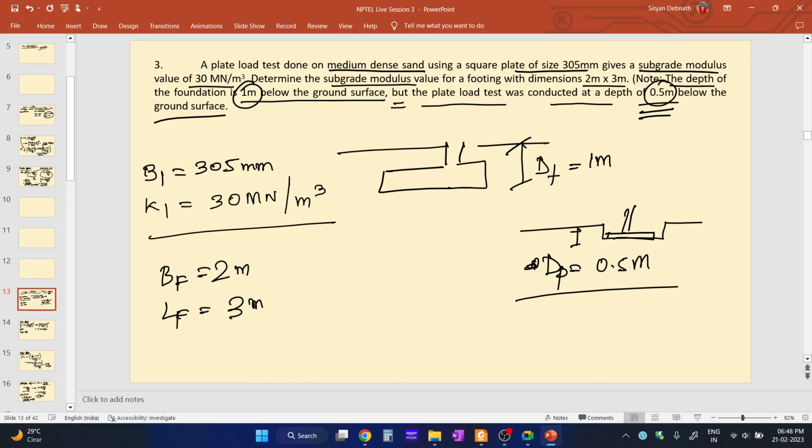Hello, sir. Yes, tell me please. As you said, the depth effect is to be considered only if it is sand, right? Yes, because for cohesive soil, the subgrade modulus doesn't depend upon depth. So we need not calculate that depth factor. Yes. If the soil is clay, in that case there is no need to consider the depth factor.